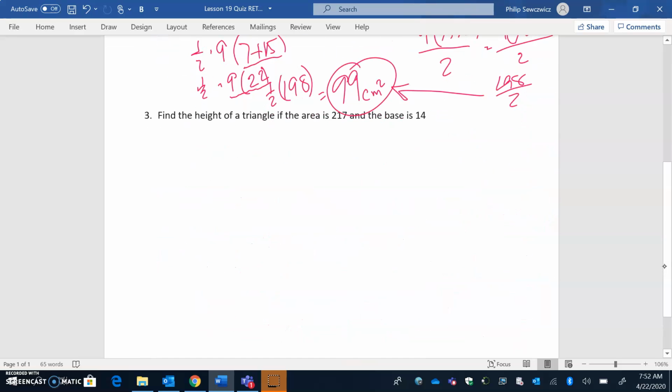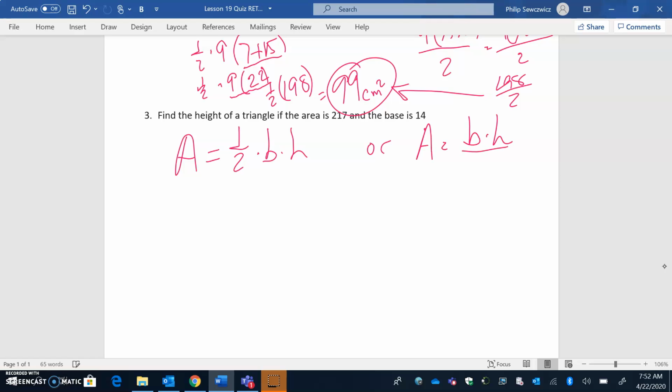And the last one here is you're finding the height of a triangle. They're telling you the area, and they're telling you the base. So again, we're all about the formula. And again, we can see this for the area of our triangle, or you could end up using this. It just kind of depends on what you like better. The difference here is I've got the area, so that is where I'm going to plug in my 217. And they told me the base is 14. I'm going to solve for the height.